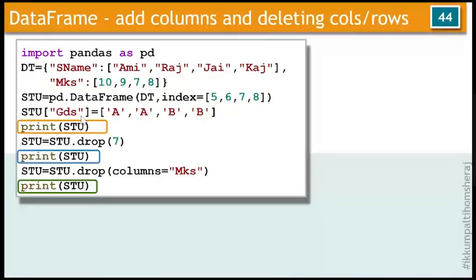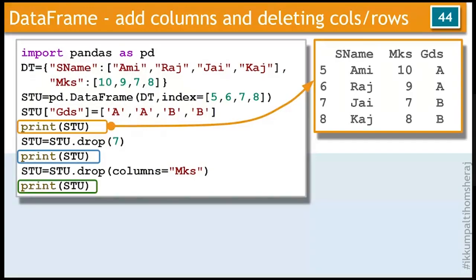Then we specify the same number of values which already exist in the data frame. In the data frame, we have 4 rows, so we have to make sure that we fill in 4 values here. Once we display it, this new column is going to be displayed at the end. Sname was already present, marks were already present, grades got added.